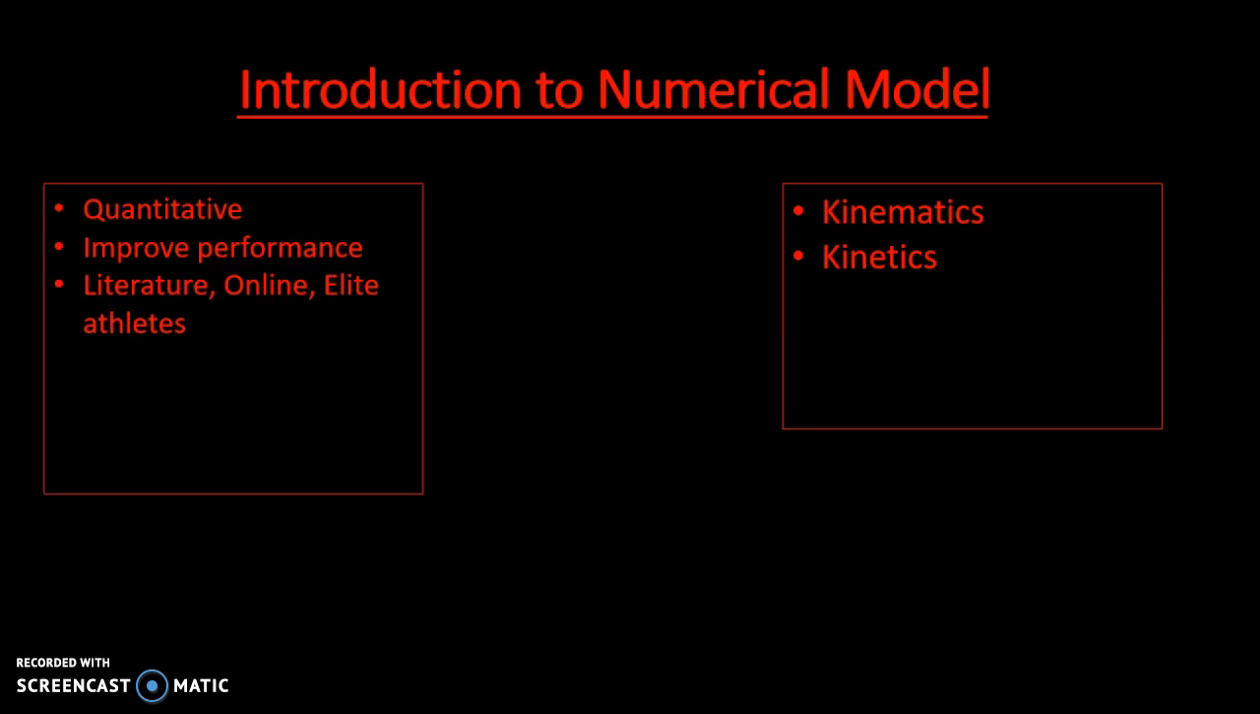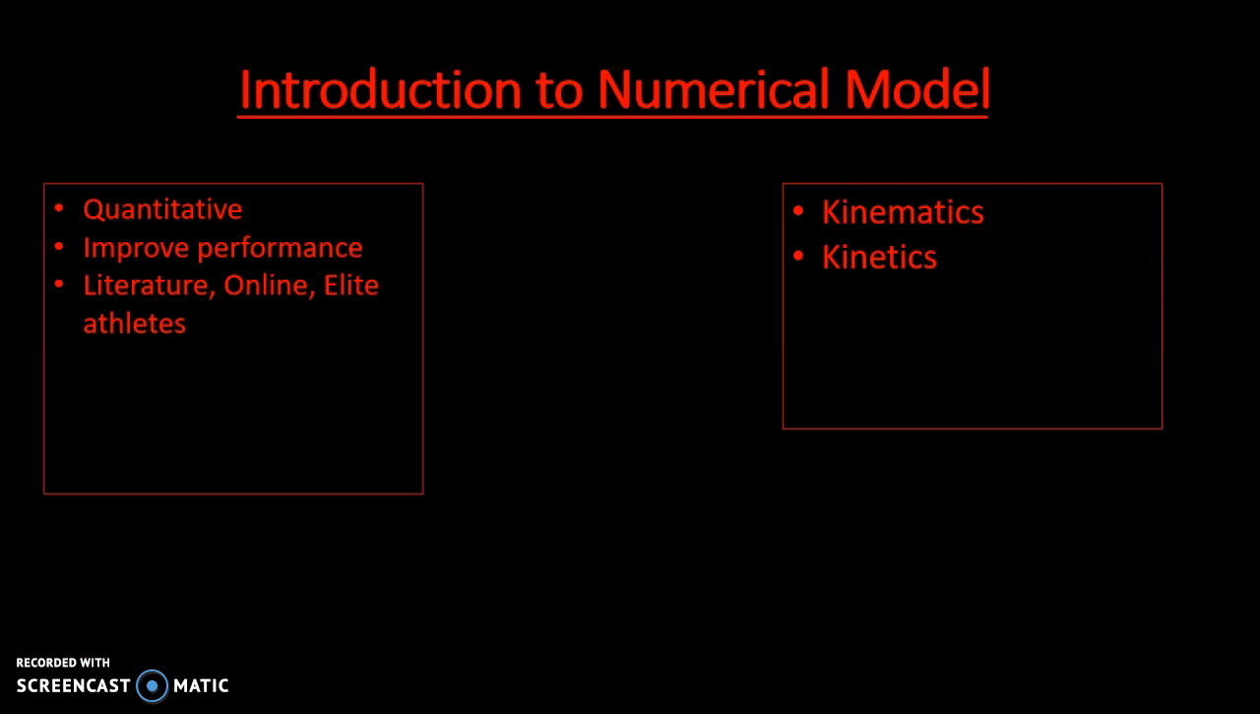Numerical models can be created from literature such as a manual for the specific sport, online through sports-based websites or videos, and also elite athletes and their techniques. They also use kinematics and kinetics as well. A kinematic is the study of motion of a body or object, so effectively any changes in position. They therefore look at different types of motion: linear, which is movement in a straight line; curvilinear, movement on a curved line; angular motion, motion around an axis; and general motion, which is a combination of both linear and angular.